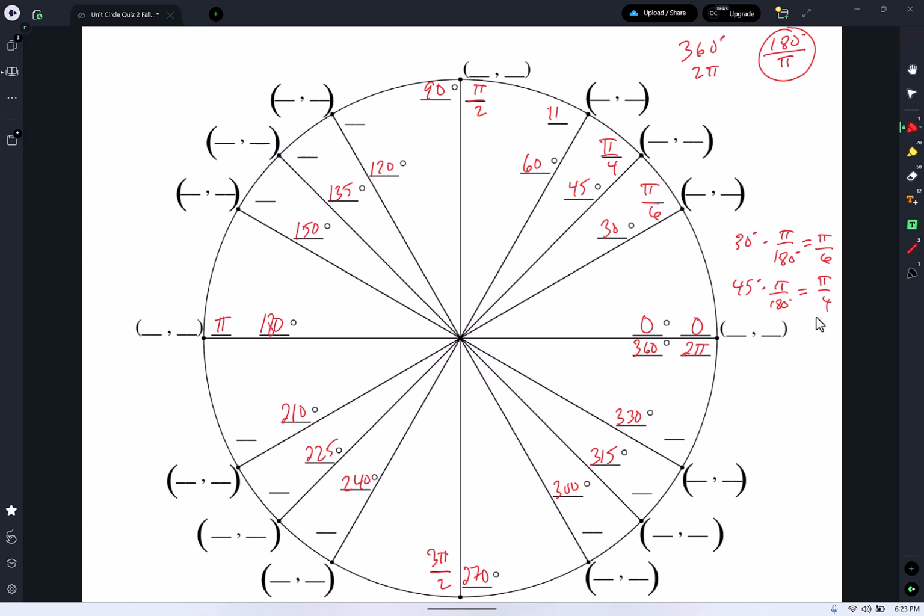But there is a pattern, a very obvious pattern to this, guys. That's what I hope to showcase in a little bit.